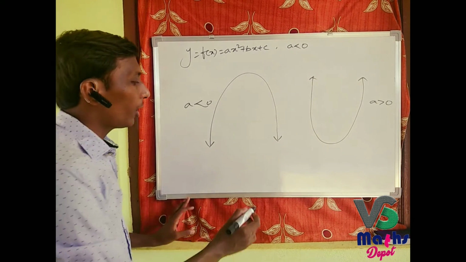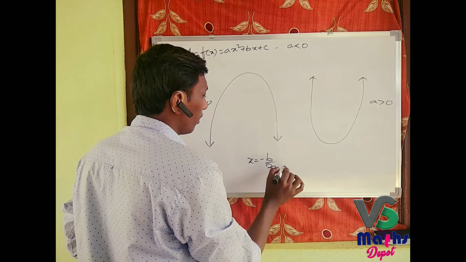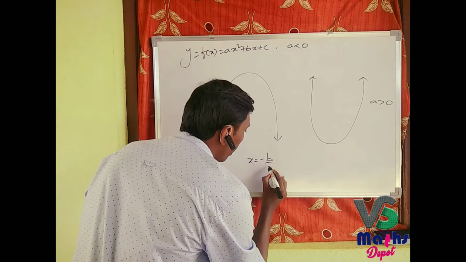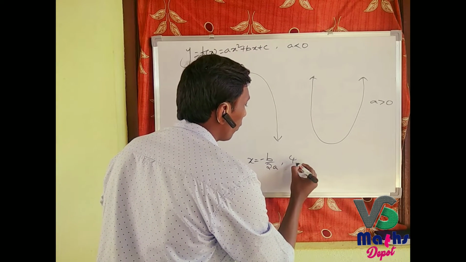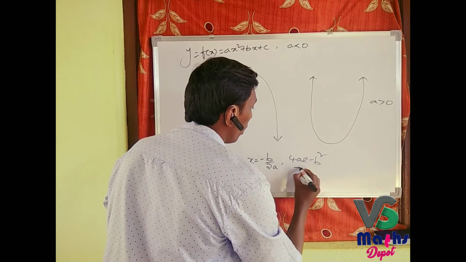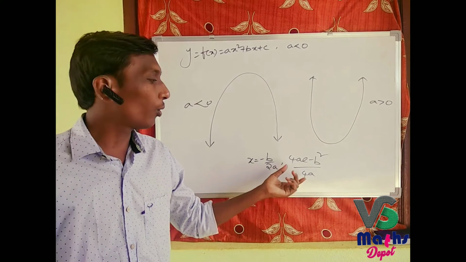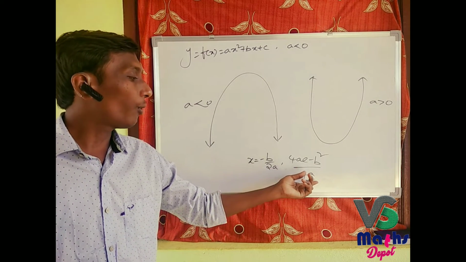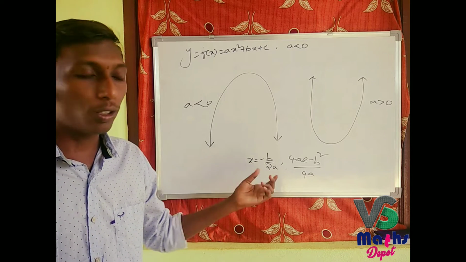For maximum or minimum, it occurs at x equals minus b by 2a only. The value of x is minus b by 2a, and the minimum value is 4ac minus b square by 4a. 4ac minus b square by 4a is the maximum or minimum value at x equals minus b by 2a. Let us try to prove this.